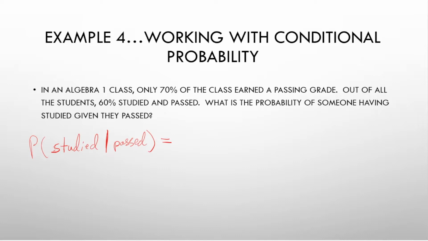So this is the probability of the and. Out of all students, 60% studied and passed. So that's the probability that they studied and passed. Now again, you don't want to plug percentages in. So 60% as a decimal is 0.60. If you take the percentage divided by 100, or just move it 2 places to the left, that's how we get our probability. And the last thing is the bottom, so it's the given. Since we're given passed, the probability that they passed is 70%, so it would be 0.70.